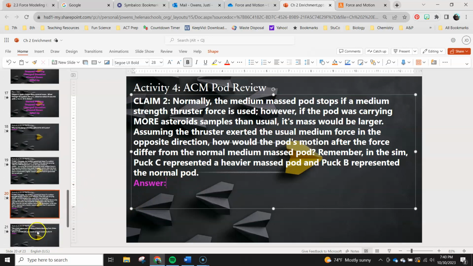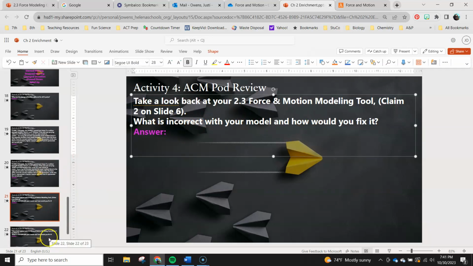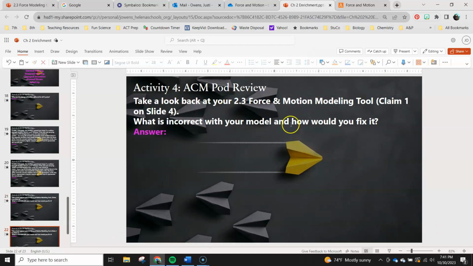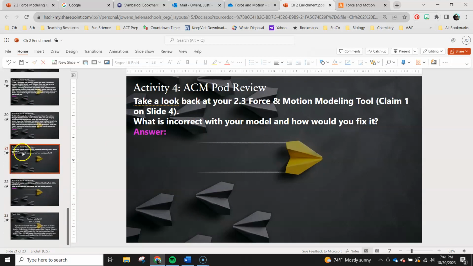And then on the next slide, you're going to say, all right, take a look back at your 2.3 force of motion modeling tool. What was incorrect? So take a look back. Tell me what was incorrect. Again, you guys might have to tell me that in person. I'm not going to know how you're going to respond because I don't know what you missed on that. And then same thing here at your 2.3, claim 1 on slide 4 versus claim 2 on slide 6. Those two got flip-flopped. Answer what you guys did wrong with your model and how you would fix it.